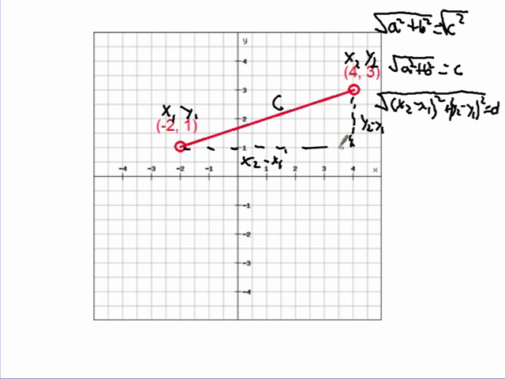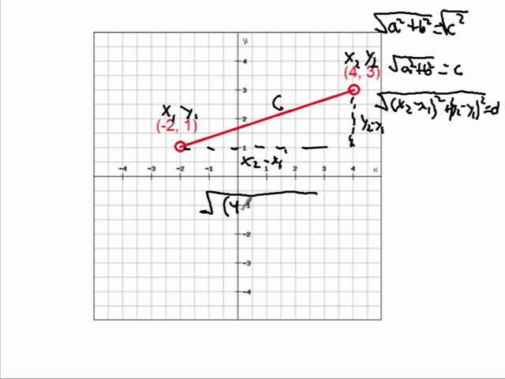That's all it is. Because a segment between any 2 points on the coordinate plane can be thought of as the hypotenuse of a right triangle. All right? So that's where the distance formula comes from. So if I want to find the distance of this segment, I just go, well, I've got my x1 and x2.